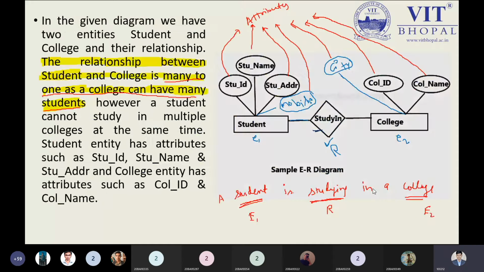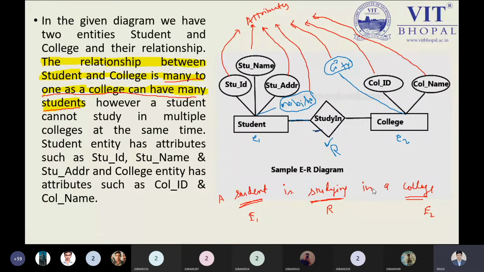This is another example I'm taking here. As I already told you, I'm not going into this point in detail, but I'm speaking here only in a concise way. A student is studying in a college. So student is one entity and college is the other entity. Studying is the relationship name by which they can connect to each other. So what is the common thing by which they can communicate? That is study, in which class he or she belongs.